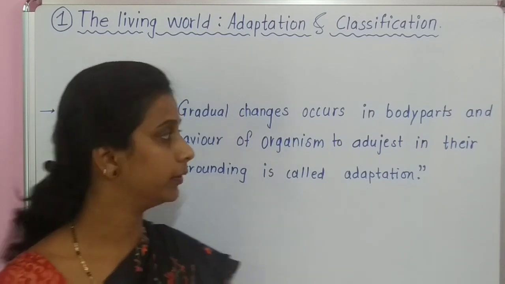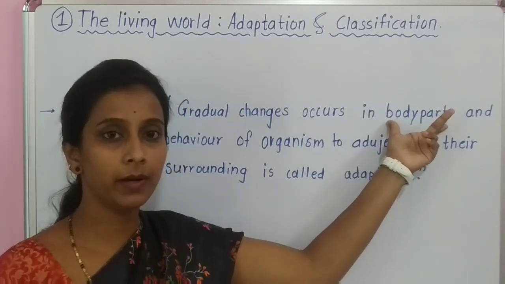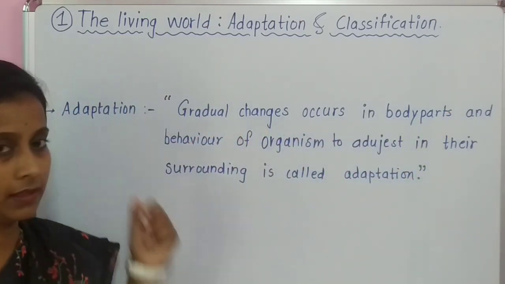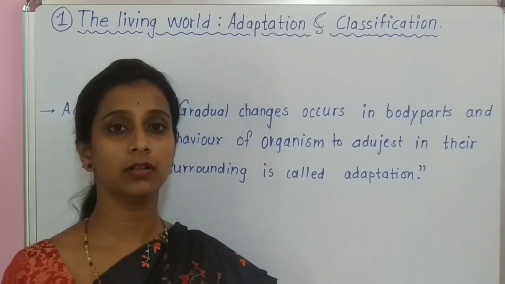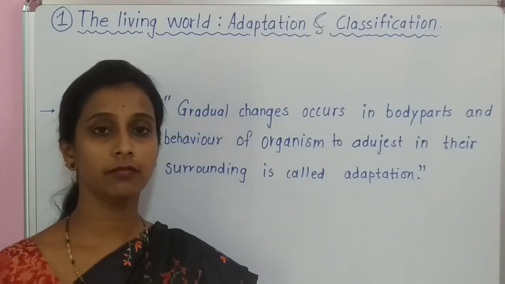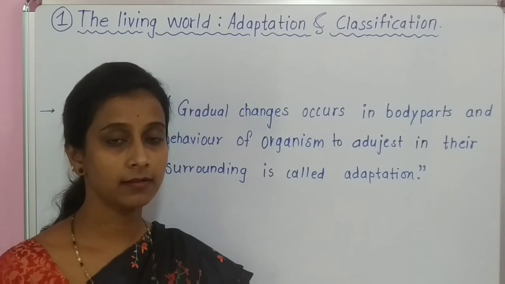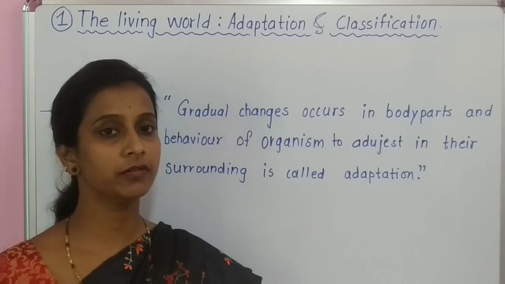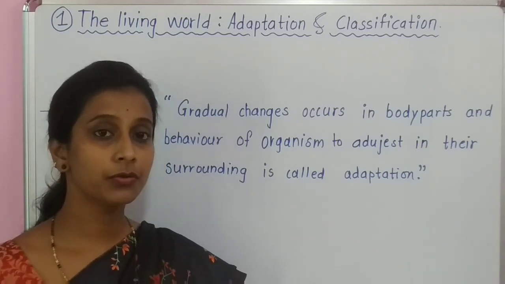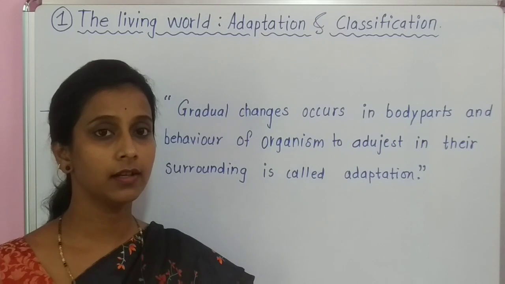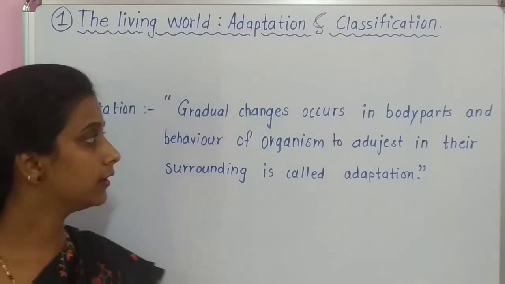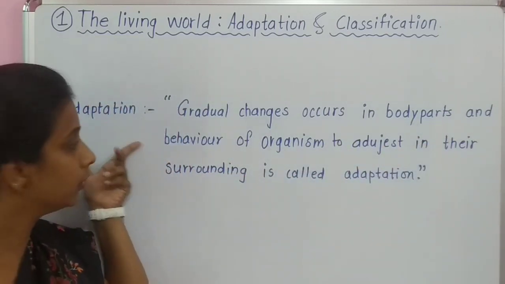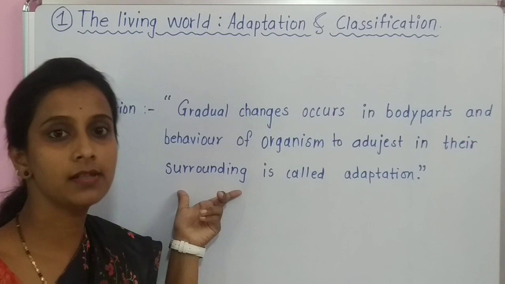Let's take an example of body part. How does the body part of any animal or plant change due to adaptation? Let's take the example of snowy region animals. We know the polar bear and yak are snowy region animals, and they bear a large number of hairs on their skin. The presence of large amounts of hair on their body is a change in their body part due to adaptation to survive in their snowy surroundings.